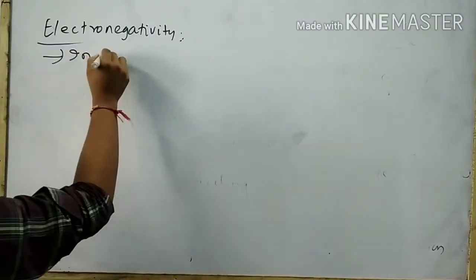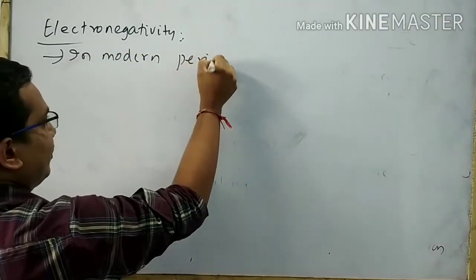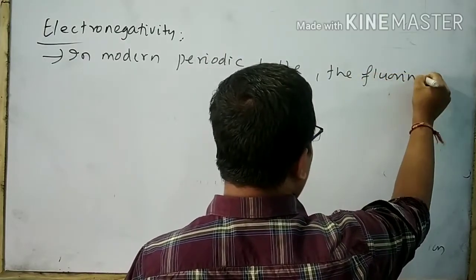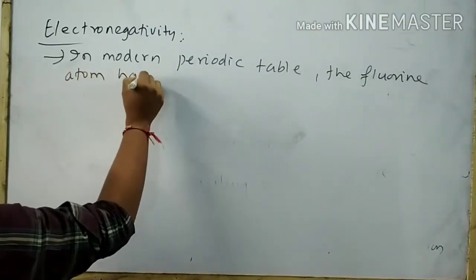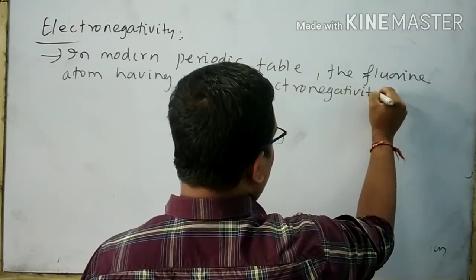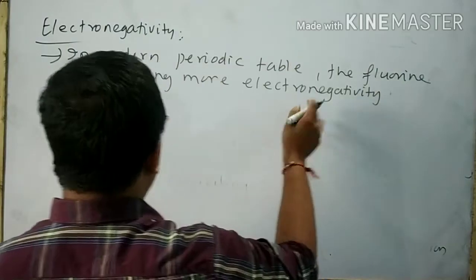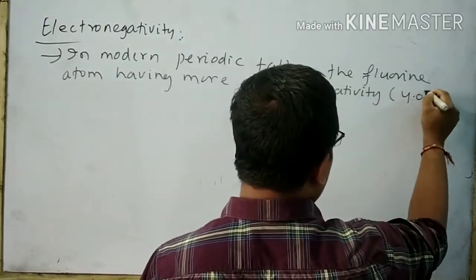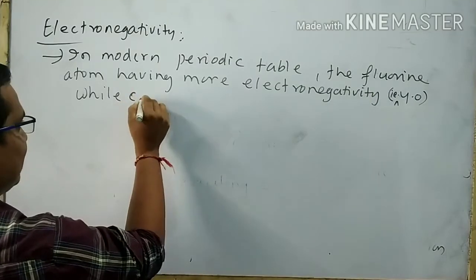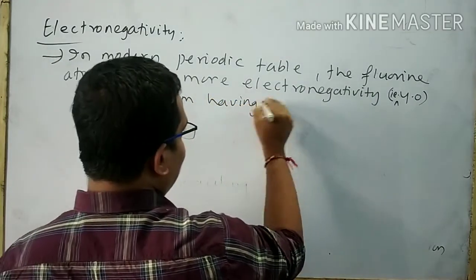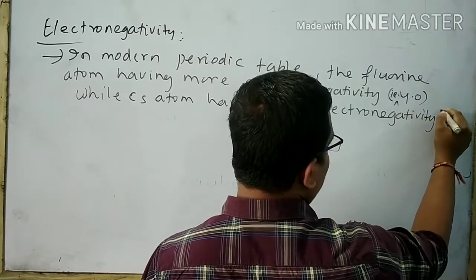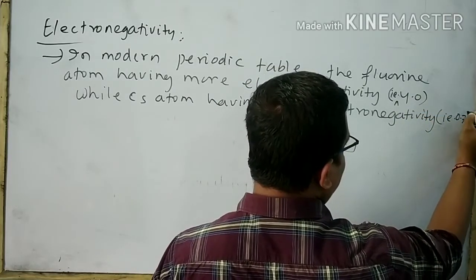Next point: in the modern periodic table, the fluorine atom has the highest electronegativity, which has the value 4. While the cesium atom has the lowest electronegativity, which is 0.7.